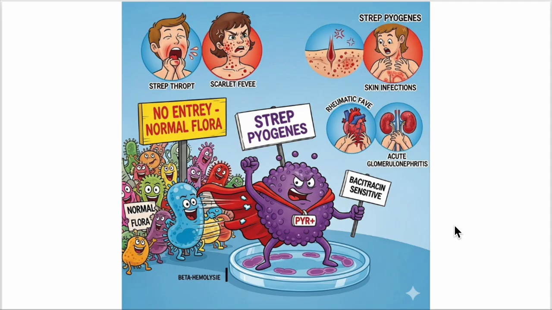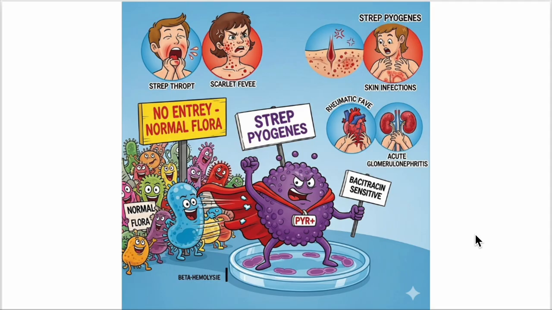So PYR positive, we spotted that. Bacitracin sensitive. So that means when we put the A disc down, so think group A disc for bacitracin, on a colony that we're attempting to culture and grow, it will leave an open ring around it. It won't allow growth near it. The virulence factors: protein M, which is anti-phagocytic, and streptolysins O and S, which are hemolysins. So again, lots of hemolysis going on there.